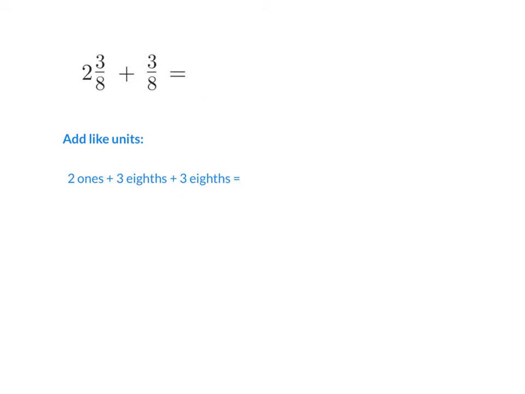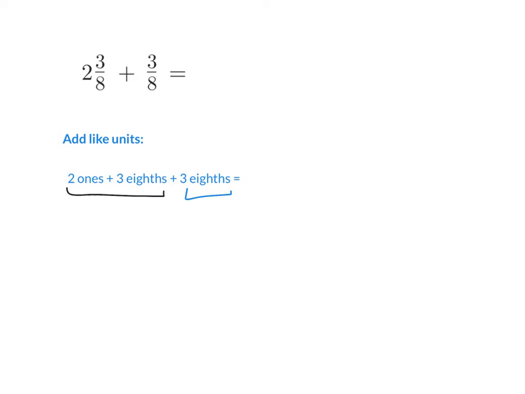Here we want to add 2 3/8 plus 3/8. So again, you can see for our learning goal, we are adding a mixed number and a fraction. Okay? Now, let's say this using word form. We have 2 ones and 3/8, 2 ones and 3/8, right? And then we want to add another 3/8, right? So this is our mixed number.